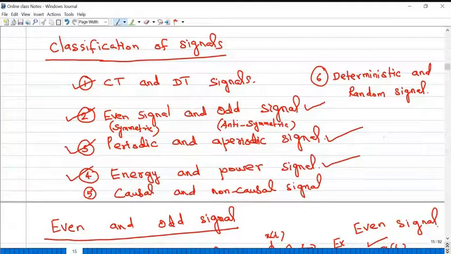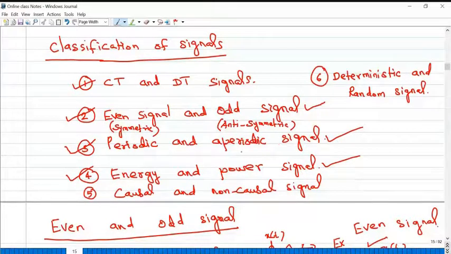Out of the 6 classifications, the remaining three are very simple. Causal, non-causal, you can identify easily. If any information exists for negative values of t, then it is non-causal. Deterministic and random are just definitions. Even signal, odd signal, either in the form of a sketch or mathematical expressions. And periodic and aperiodic signals.